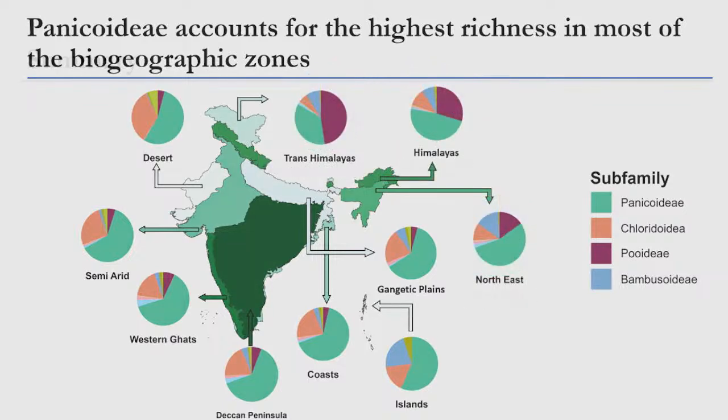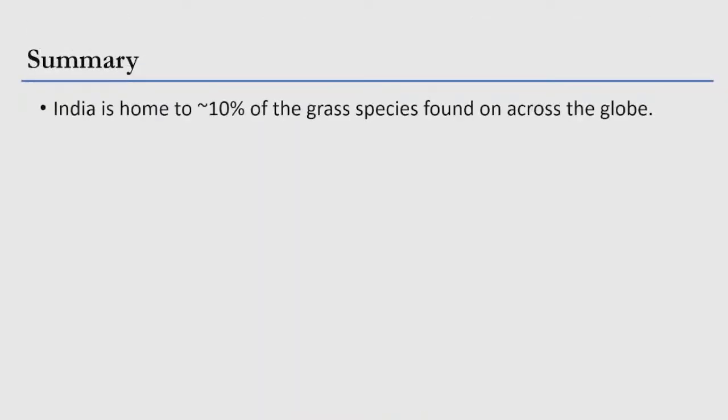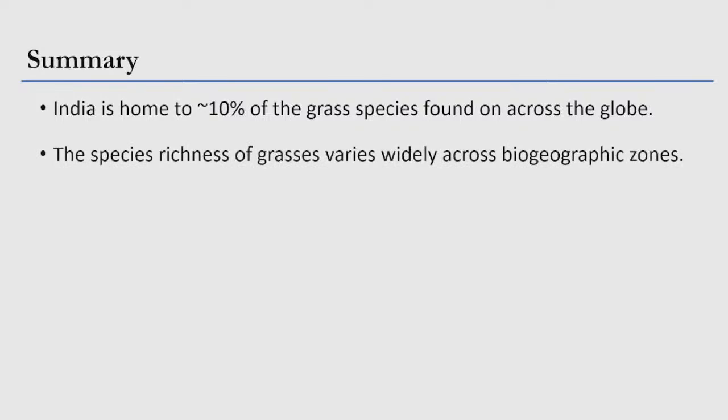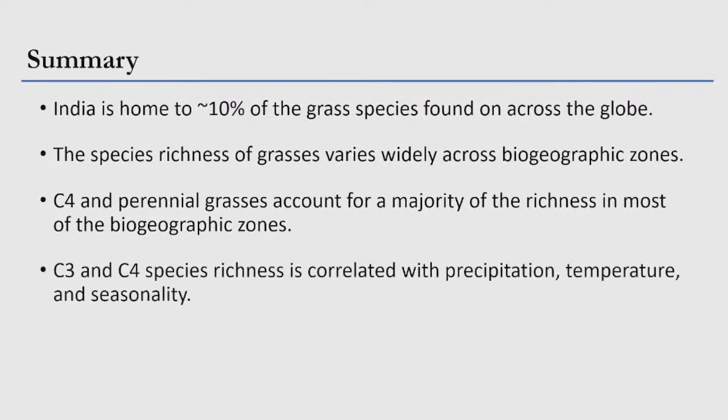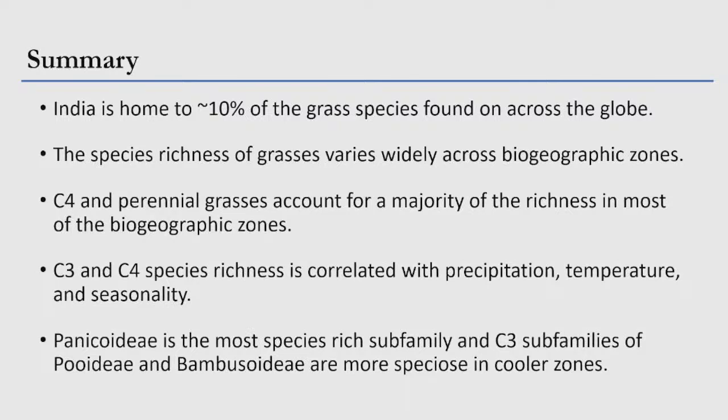northeast Himalayas and the Trans-Himalayas. So to summarize, we see that India is home to around 10% of all the grass species found across the globe, and the richness of the grass species varies widely across the biogeographic zones of India. And we also saw that C4 and perennial grasses form the major proportion of species in all the biogeographic zones, and their richness is correlated with precipitation, temperature, and seasonality, and that Panicoideae is the most species-rich subfamily in Poaceae, and the C3 subfamilies of Pooideae and Bambusoideae are found in the cooler biogeographic zones.